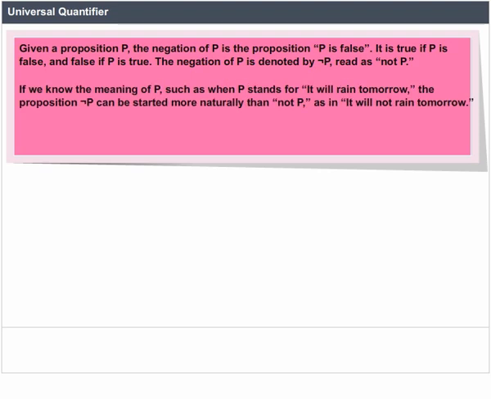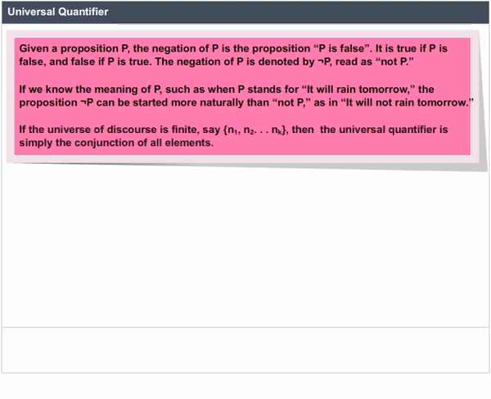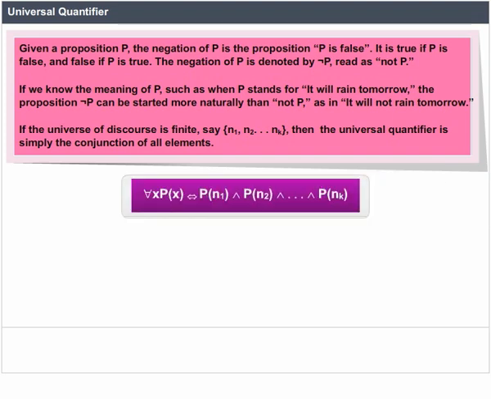If we know the meaning of p, such as when p stands for "it will rain tomorrow," the proposition not p can be stated more naturally than "not p," as in "it will not rain tomorrow." If the universe of discourse is finite, say n1, n2, up to nk, then the universal quantifier is simply the conjunction of all elements. For every x, p of x if and only if p of n1 and p of n2 and ... and p of nk.